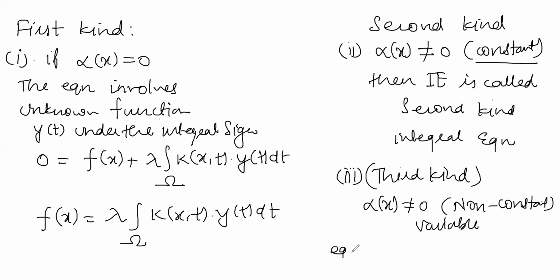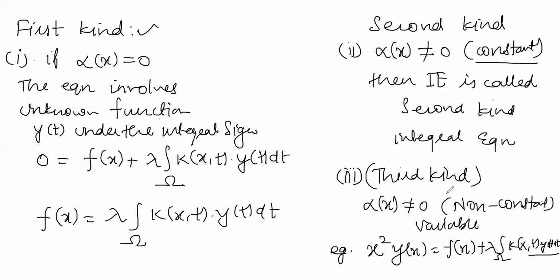So let me write down the example as well. So let me write down here alpha of x, y of x equal to some f of x plus lambda times the integral of K(x,t) y(t) dt. Please make a note here. I'm following the same thing, so I'm sure you must have got the flavor now for first kind, second kind and third kind.